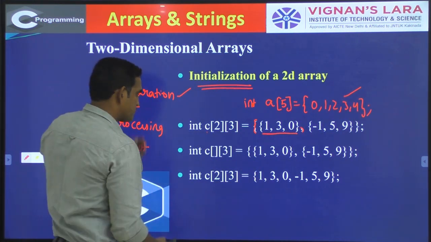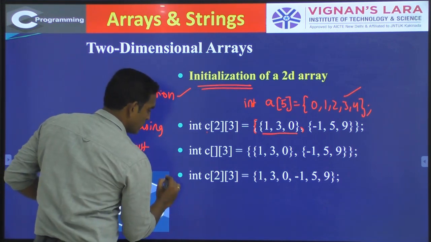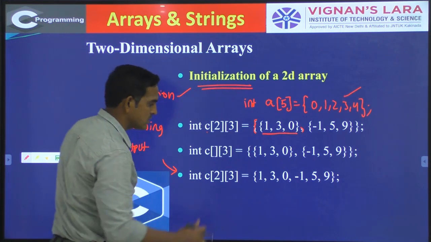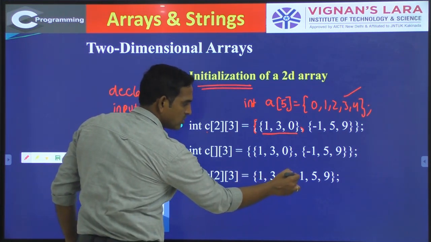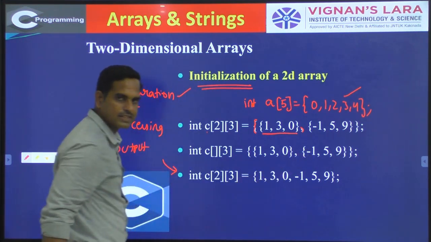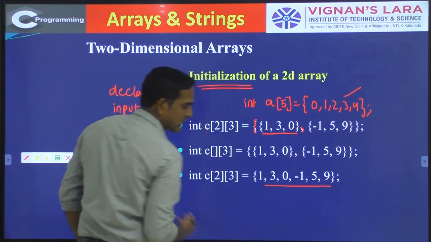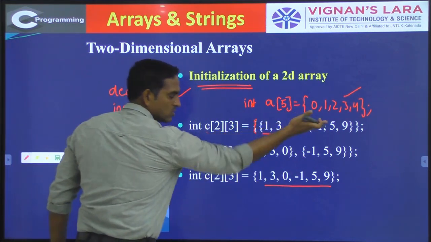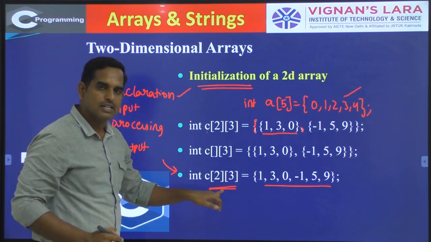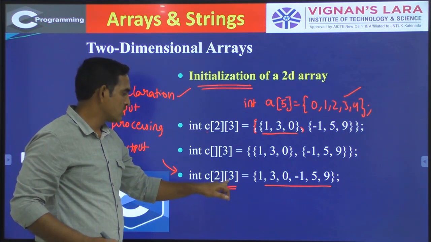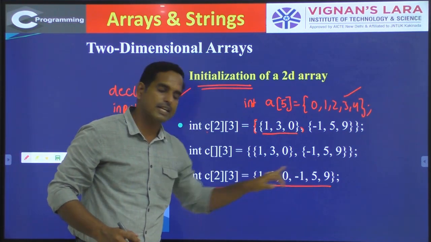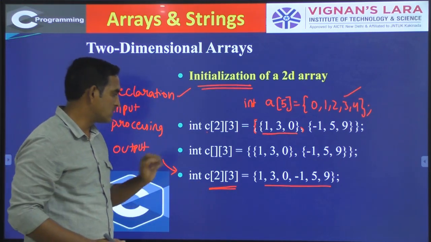Or you can give values in this manner, where you need not specify the row values. Just you can give 1, 3, 0, -1, -5, comma 9 like that. So when I give values in this manner without any separation like this in rows, it will automatically take it, when you specify, see, 2 by 3. 2 by 3 means you are going to take the first 3 elements for the first row and the second 3 elements for the second row. So that is all.